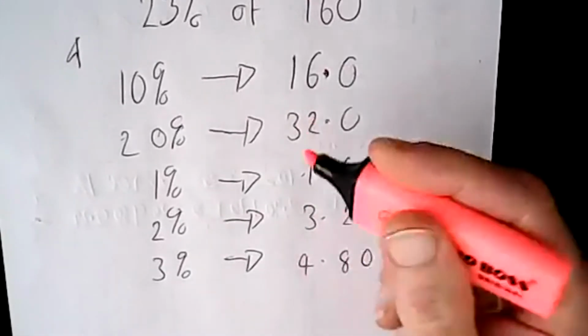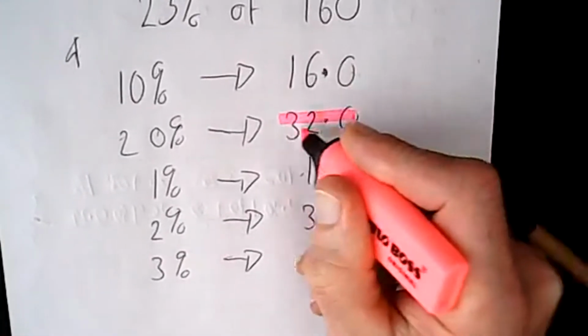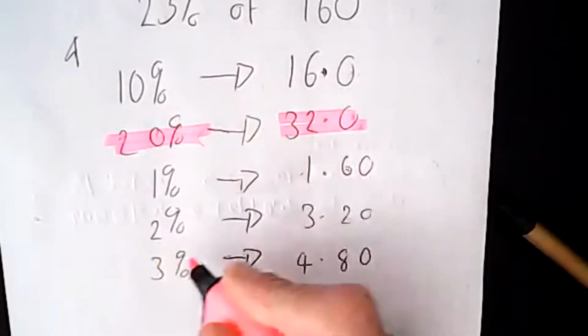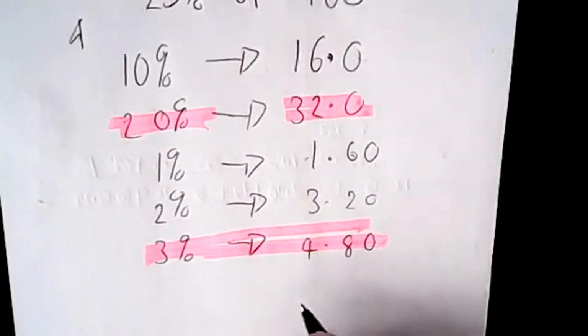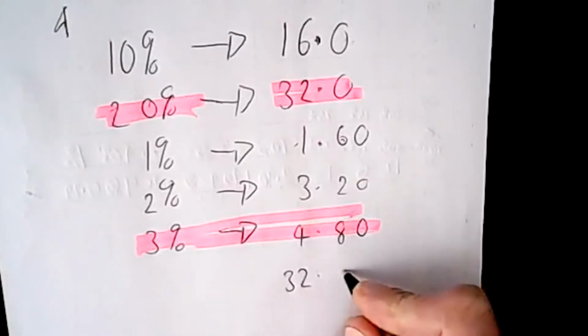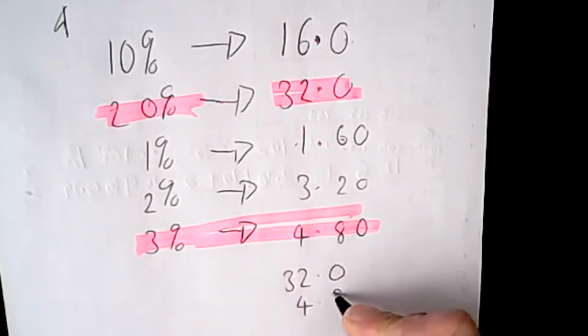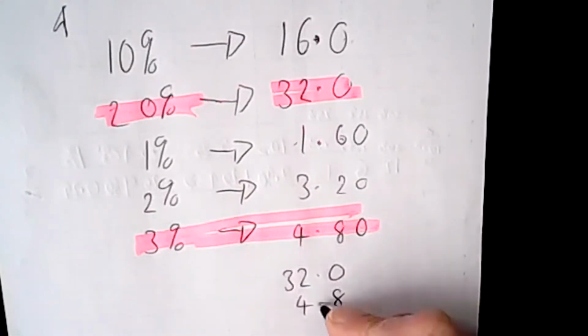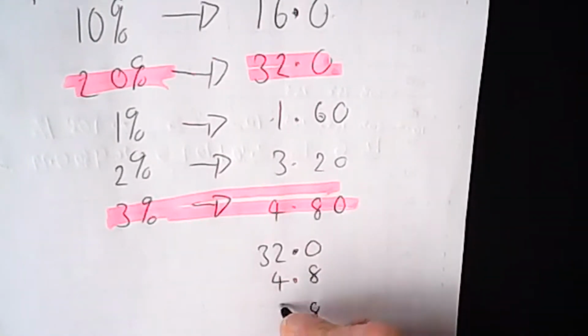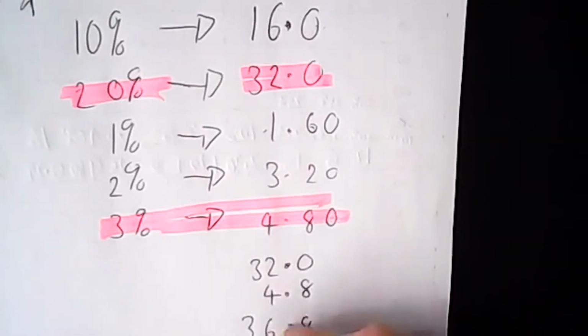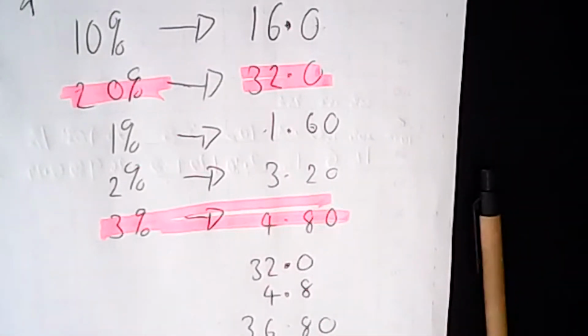But to finish off, we need a little add up sum. So we need a 20% and a 3%. Add them up. Keep them in line again. That dot is a really good reference point. £36.80.